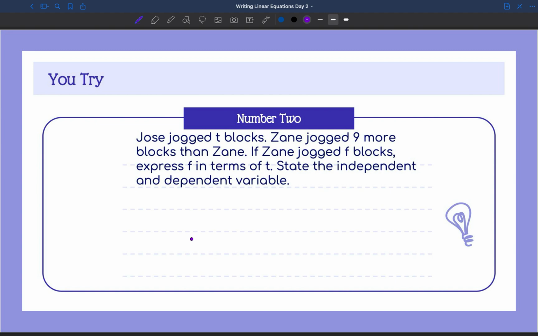Lastly, looking at the last you try, it says Jose jogged T blocks. Zane jogged 9 more blocks than Jose. If Zane jogged F blocks, express F in terms of T and state the independent and dependent variable. This is supposed to say Jose.